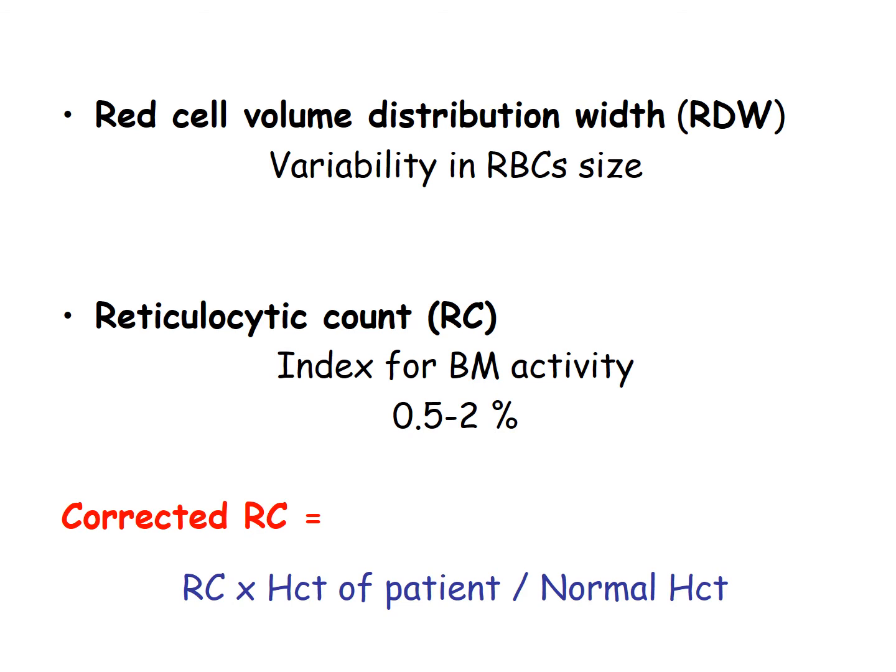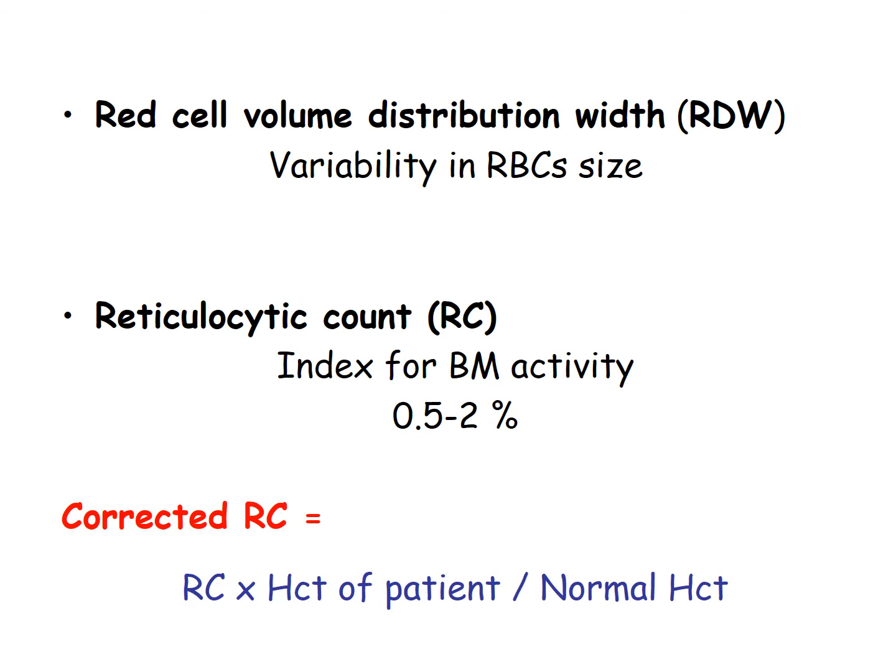What's a reticulocyte count? It is an index for bone marrow activity. It's usually between 0.5 to 2% or 3%. If it's higher than expected, we are expecting a bone marrow hyperplasia. But if it's less than 0.5, we are just suggesting a hypocellularity of the bone marrow.